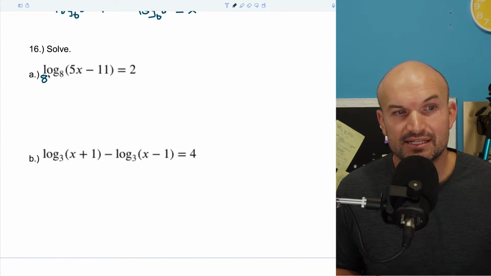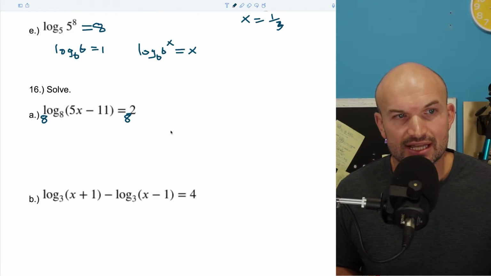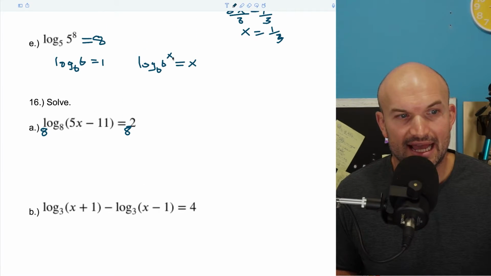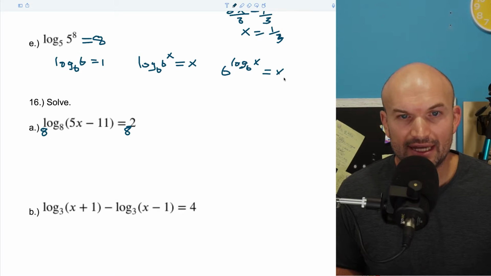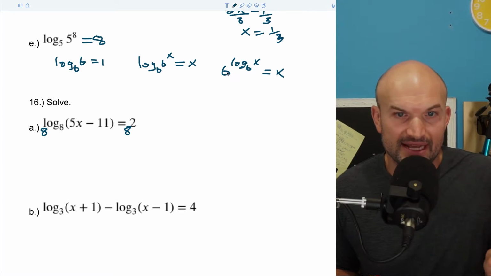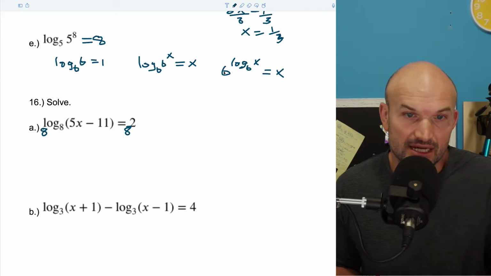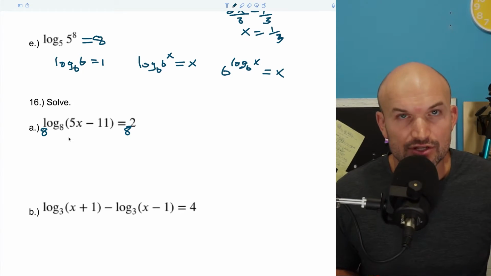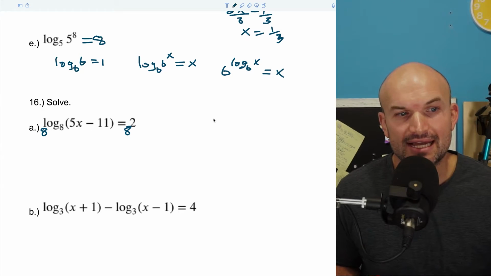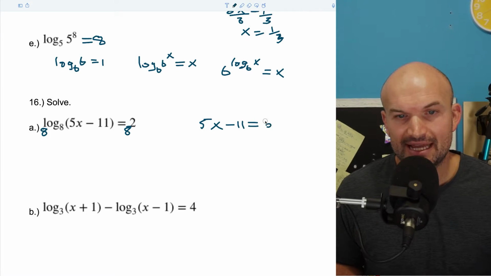So what I'm going to do is have these be the powers with a base of 8. Just like I did here, log base b of b raised to the x, the same thing works over here. If I have b raised to log base b of x, that is also just going to equal x. So when I have an exponent with the base raised to the logarithm of that same base, it's just going to equal the argument of the logarithm. By exponentiating on both sides, what I'm going to get is 5x minus 11 is equal to 8 squared, which is 64.